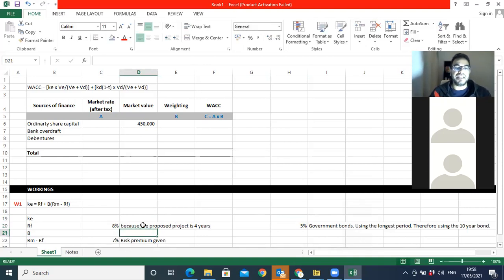Now we're going to have beta. Beta will have to be calculated. We will start off with the beta of a company that is given, and then we will make adjustments to beta. What you must understand is that there's no specific number that you just make up. So this is how we'll do it.